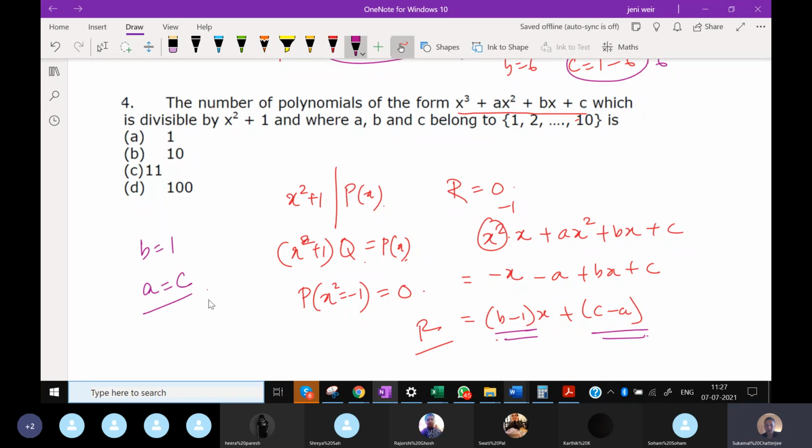So b can take only one value, and a has to be equal to c. That means corresponding to b equal to 1, I can have any of these values for a, and c will have the same value. So there are 10 possible values for a and c. Clear?